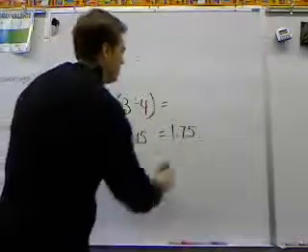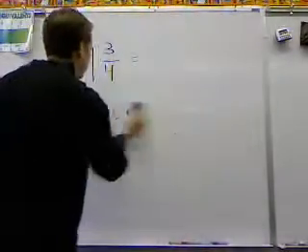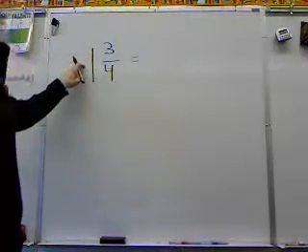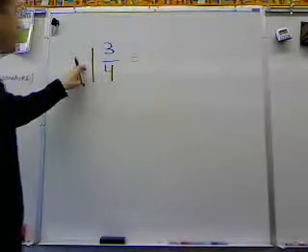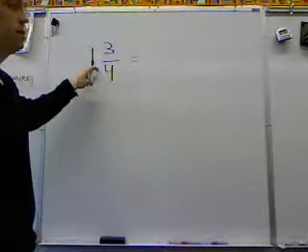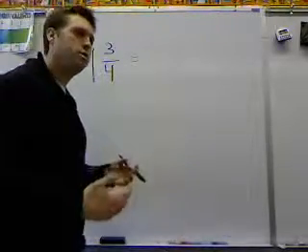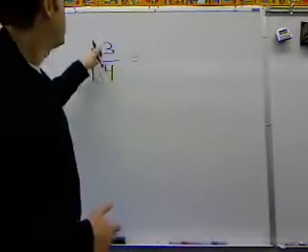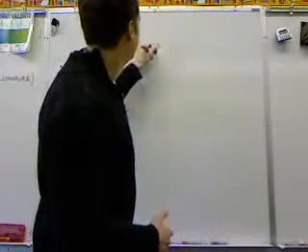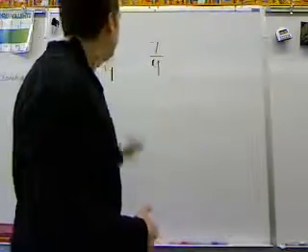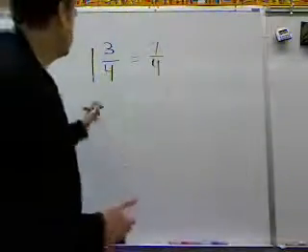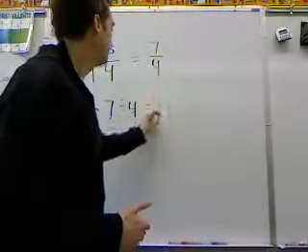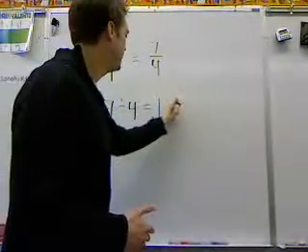Another way we might do it, if we can recall how to convert a mixed number into an improper fraction, is to simply convert this into an improper fraction and do a straight division. So 1 times 4 is 4, plus 3 is 7, so we would have 7 over 4. And then we could simply write this equation as 7 divided by 4, which would give us an answer of 1.75.